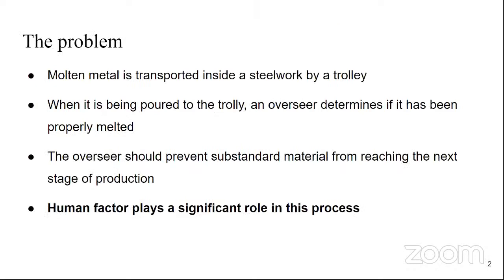So the problem we have been solving here came from steelworks, one of the production stages of which involves transportation of molten metal and transferring it into a trolley. At this stage, an operator using visual inspection should determine how well the melt was made. And in case of detection of substandard condition of the raw material, the operator must take actions to prevent it from reaching the next stage of production. And currently, a human factor plays a significant role in this process.